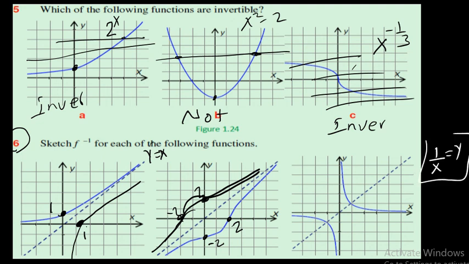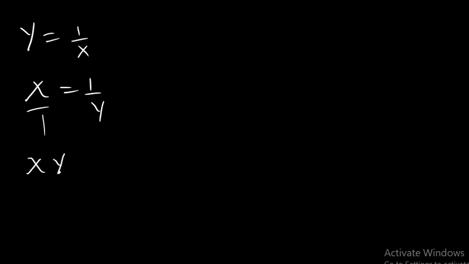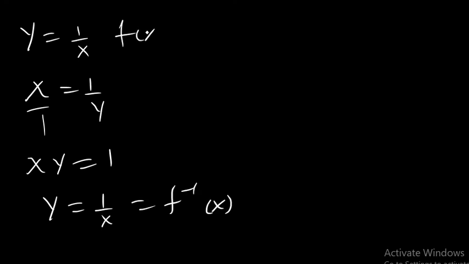You can check it. Let's go to another page. y = 1/x. If this is a function, how do we find the inverse? x = 1/y first, then cross multiply and solve for y. So xy = 1, then make y alone by dividing by x on both sides. So y = 1/x. This is the same as f inverse of x, and this was f of x. Finally, the inverse and the original function are the same.